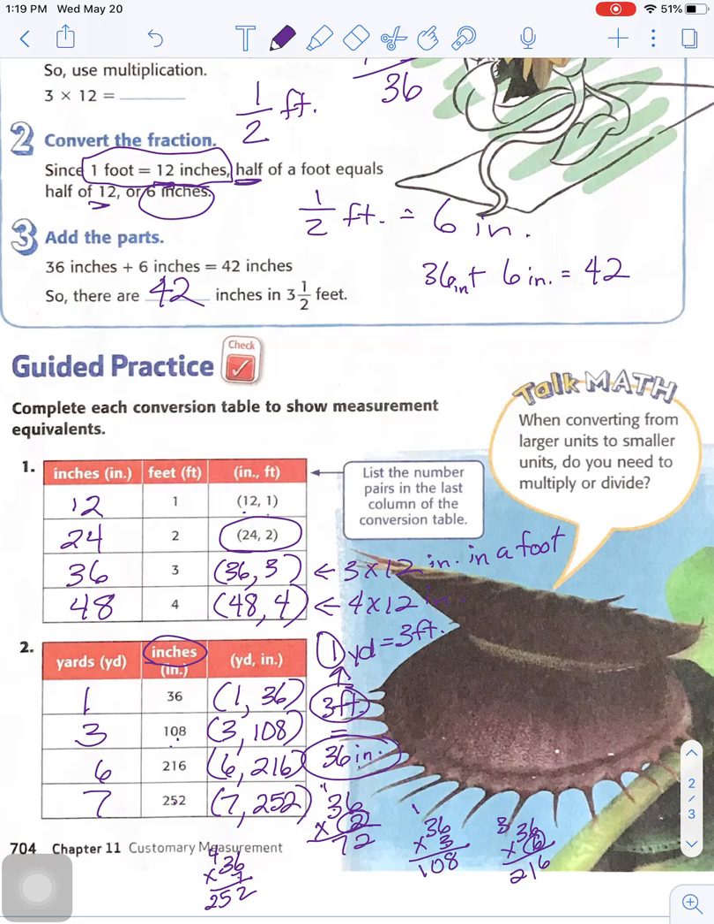Okay, so you are going to practice using your conversion chart. You are going to go through and fill in those charts just the way I did for this guided practice. If you still have confusion about this, please make sure that you get onto that Zoom at 11:30 so that we can work on that together, okay?